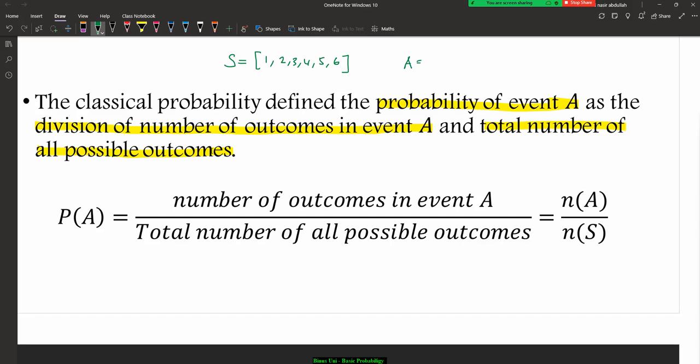Let's say A rolls a die 3 times and gets 1, 3 and 5. This is the number of outcomes rolled by A, and this is all possible outcomes in a die. If you want to find the probability of A, maybe the example is not accurate, but we need to understand that if A has three values, then n(A) equals 3, this is n(S), and S means the total outcomes, equal to 6.